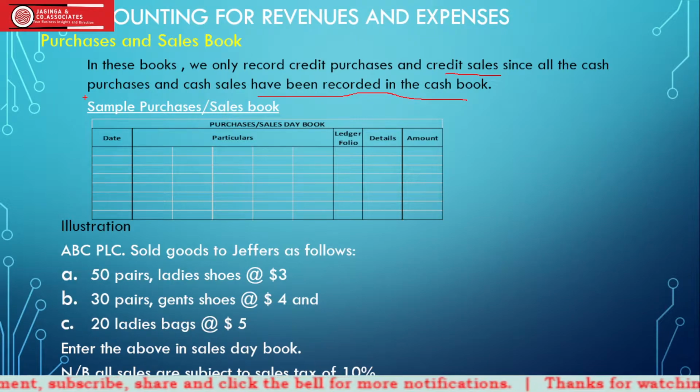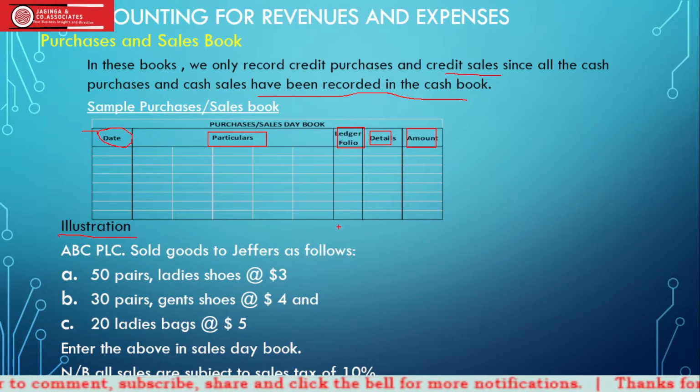So down here we have a sample purchases stroke sales book, and within this sample we have a date, and then we also have particulars. We have ledger folio, we have details, and then we also have amount. So particulars will be narrating the kind of sales that we are doing, or the kind of purchases that we are doing. And then of course there will be a date, and then down here now we have an illustration.